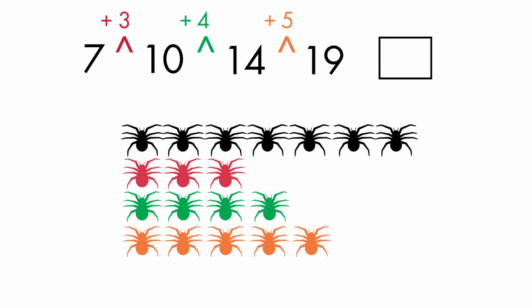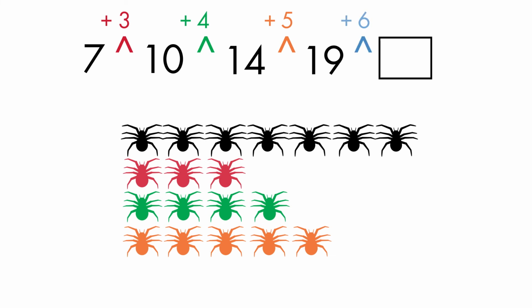Look at the differences between the numbers. We can see a pattern. Each number added is one more than the step before it. We added 3, then 4, then 5. The pattern grows by adding one more each time. What will come next?